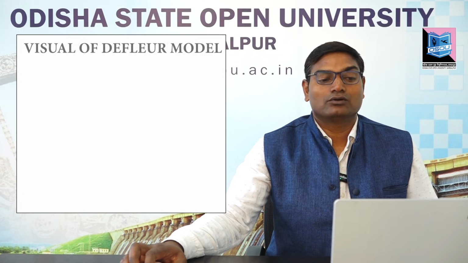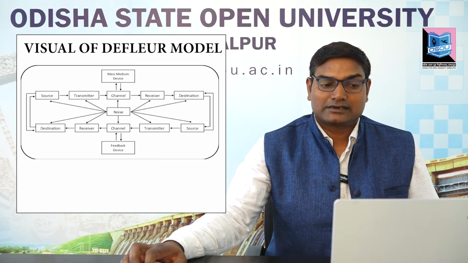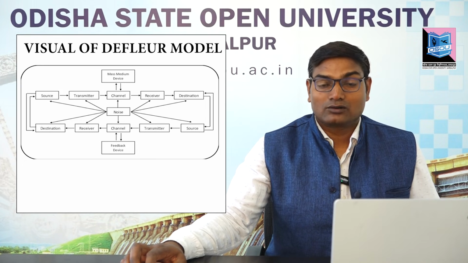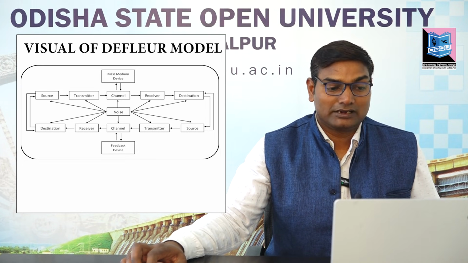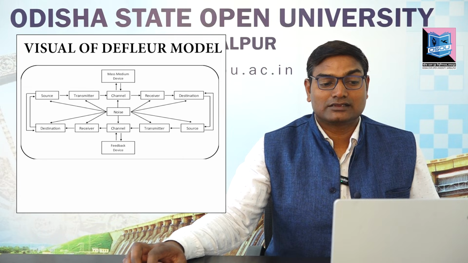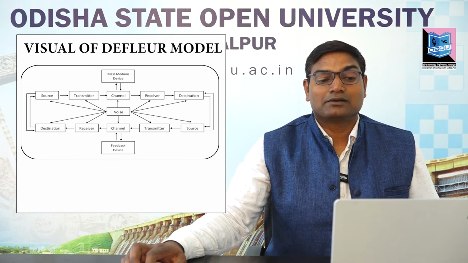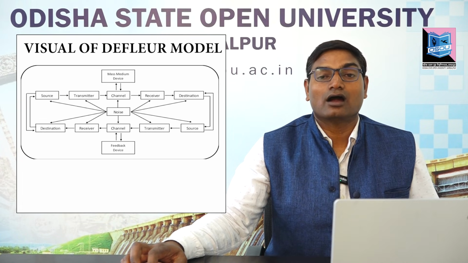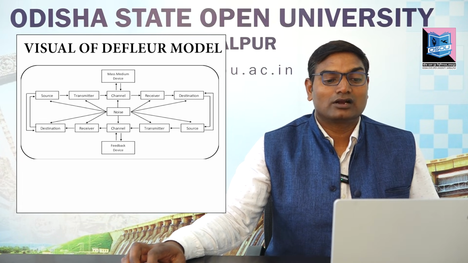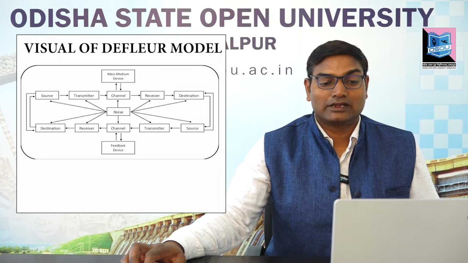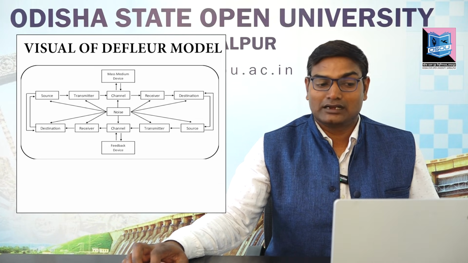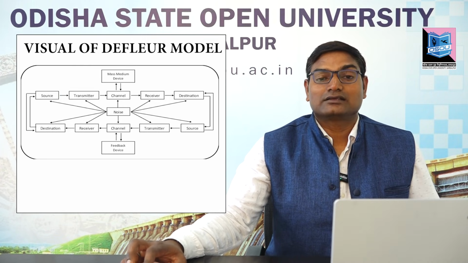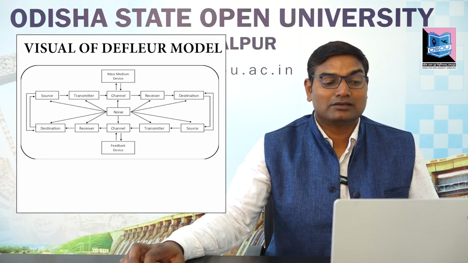Visual of the DeFleur model. A typical illustration of DeFleur's model shows message encoding, transmission through a medium, decoding by the audience, and feedback. It captures how media can influence understanding and how the audience reacts. This model is particularly useful in analyzing television news and social media communication, where message reception and audience behavior are important.